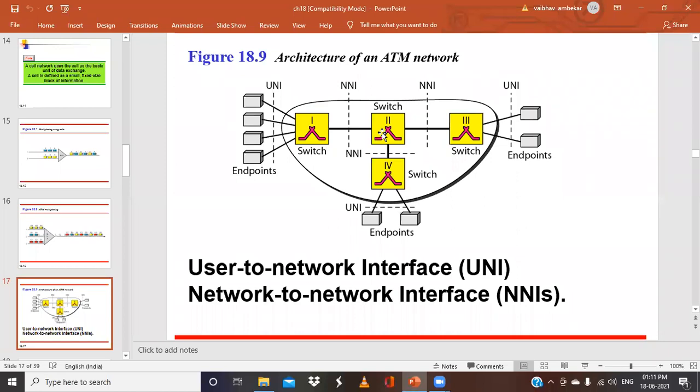How will the cells be transmitted from endpoint to endpoint? We can see that here we have the connections from this to the UNI, and the cells will travel through the NNI and then reach the destination. Again at the destination we have the UNI, the user to network interface. Since it is a virtual circuit approach, it is a connection oriented network.